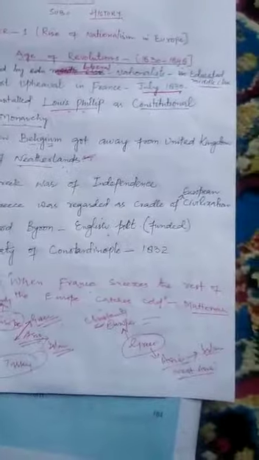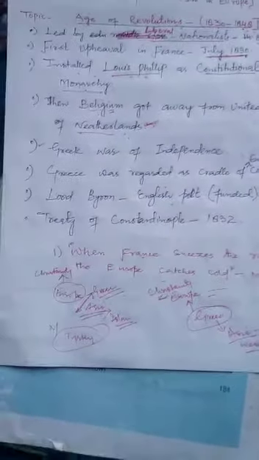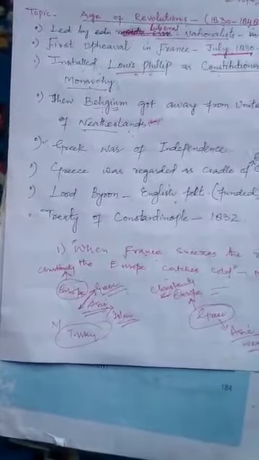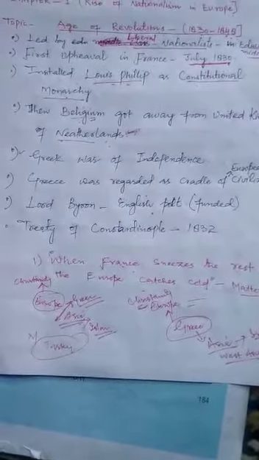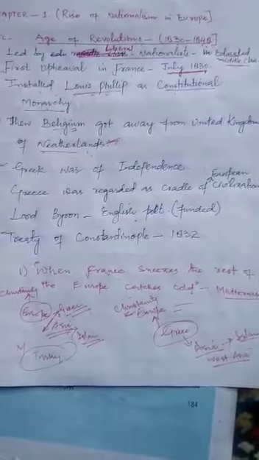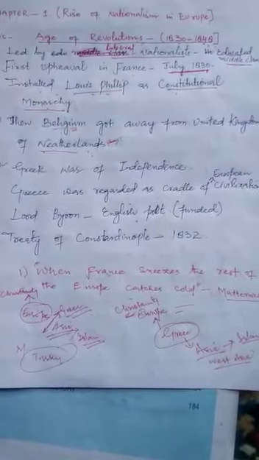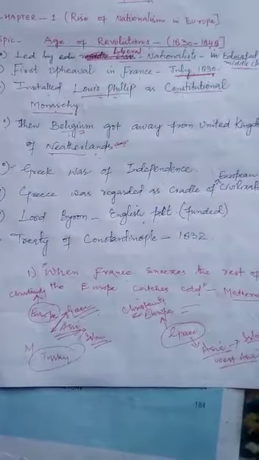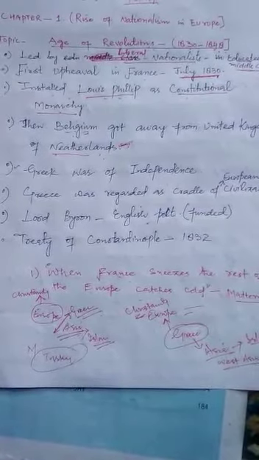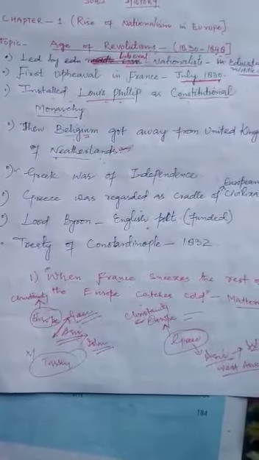So finally what happened? Finally, a treaty was signed between the people of Greece and the Ottoman Empire. An agreement was signed in 1832. By that very treaty, Greece was recognized as an independent nation. That is, Greece will no longer remain under the control of the Ottoman Empire. So this is the Greek War of Independence.